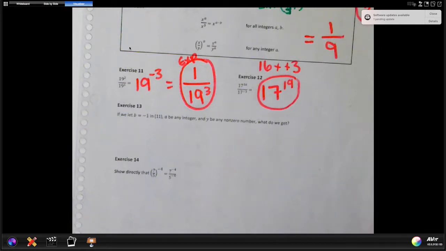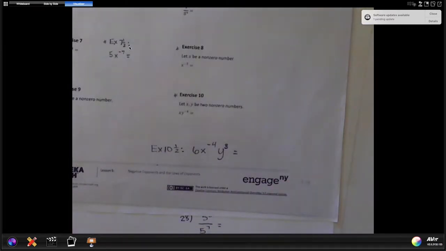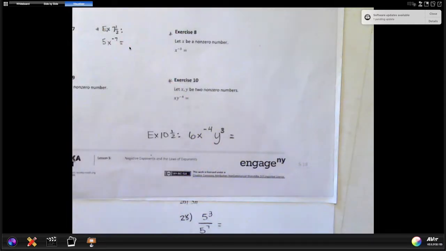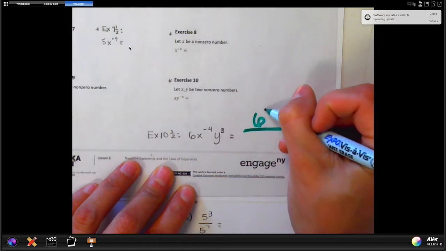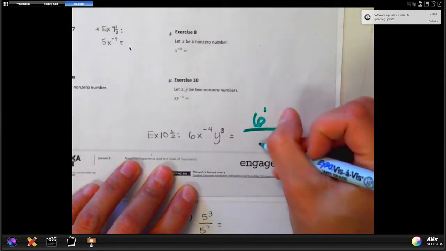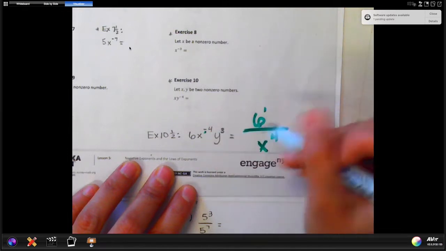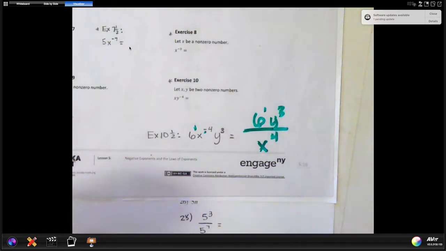Going back just for a quick second, let's talk about what you got for exercise 10.5 for those of you that tried it. What you should have gotten was our fraction bar with our 6 to the 1 power on the top. X to the 4 power goes on the bottom because of the negative, and y to the third on the top. There was a little 1 on that 6, and here is our answer.